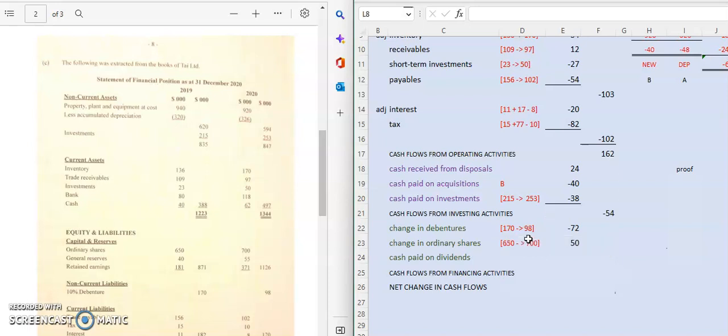And for the ordinary shares, that went to 50. I paid dividends, as you can see, of 26. Therefore, the financing is for a year. And when I add all three of these together, I'm going to get the answer of 60, which I can prove to be correct by subtracting my cash.